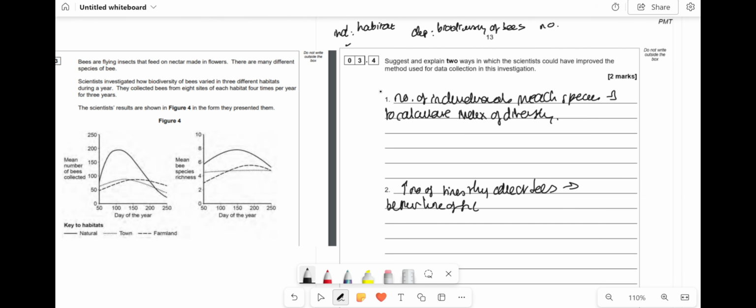And then again, what other methods can you think of? Well, they could also do more sites, like more natural sites or more town sites, to get more accurate data. So again, just always think independent, dependent, do they match?